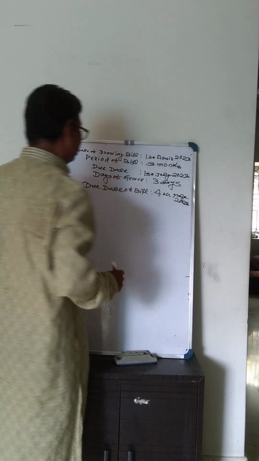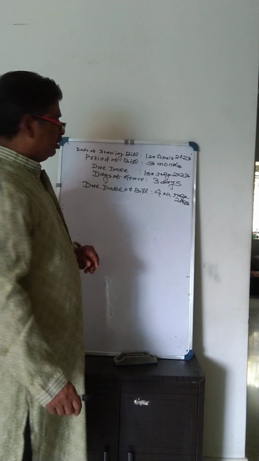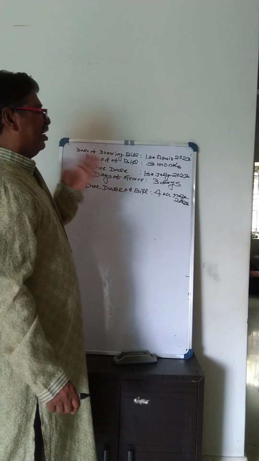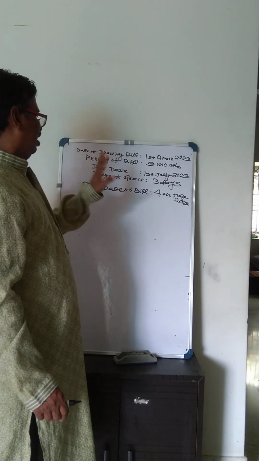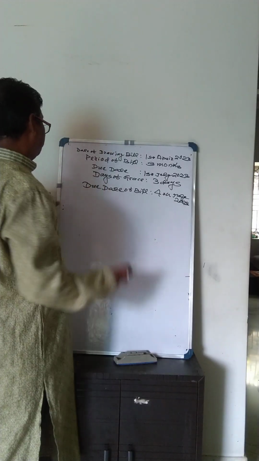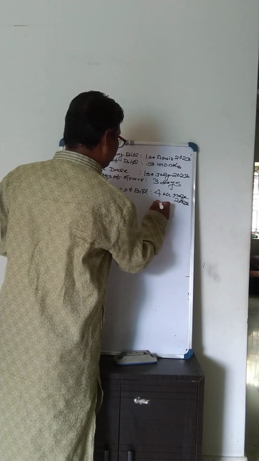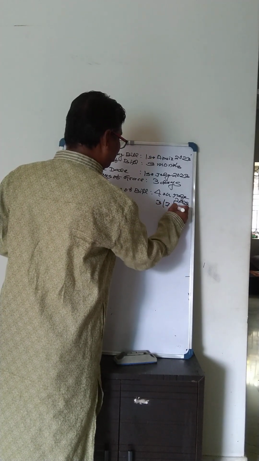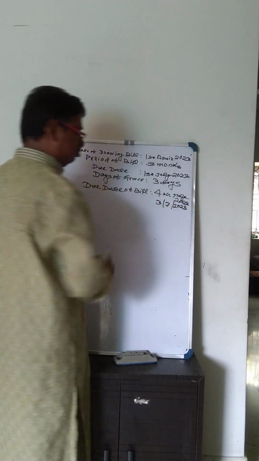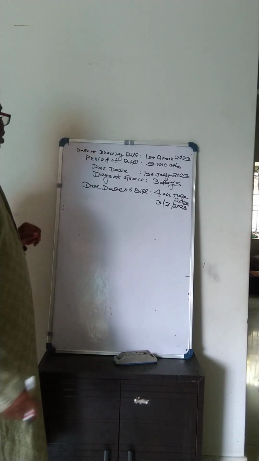Suppose the due date falls on a holiday. Suppose Republic Day, Independence Day, which is popularly known, everybody knows this date is a holiday. In this case, the previous working day is the due date of the bill. Suppose 3rd July 2023 will be the due date of the bill. On that date, the payment of the bill will be made by the drawee.